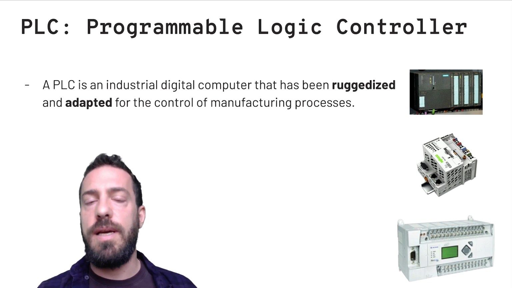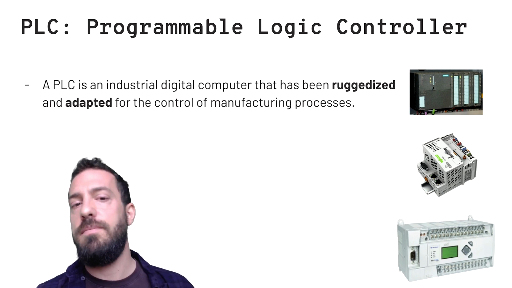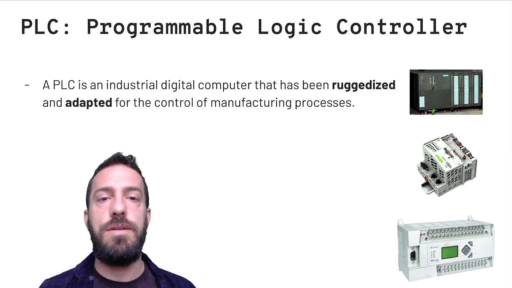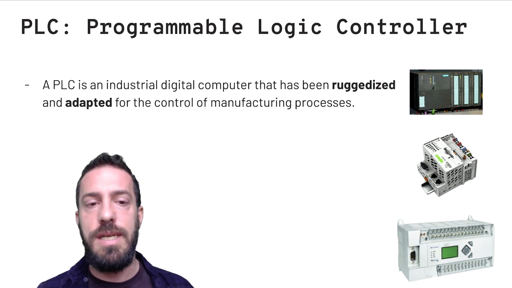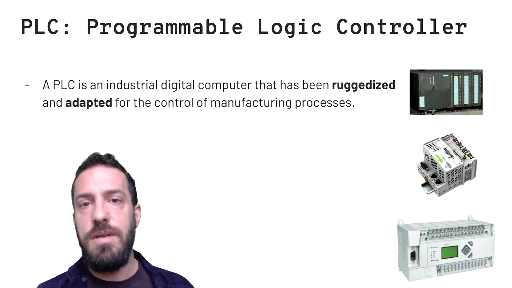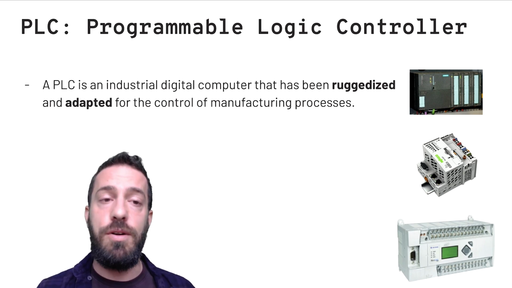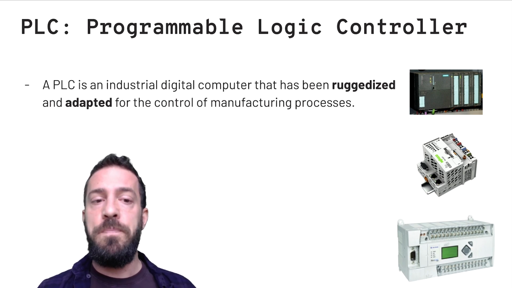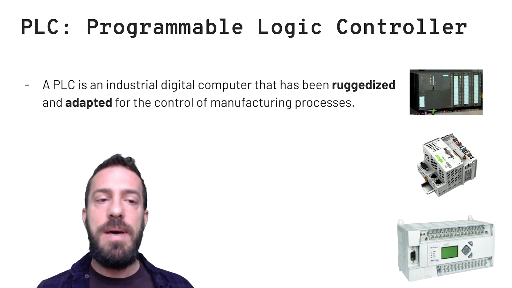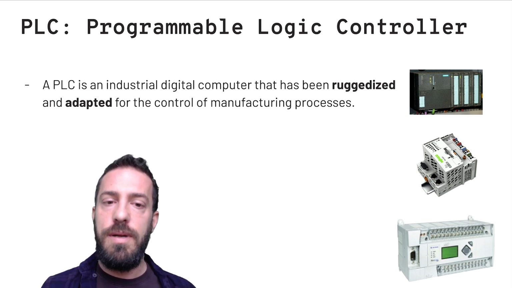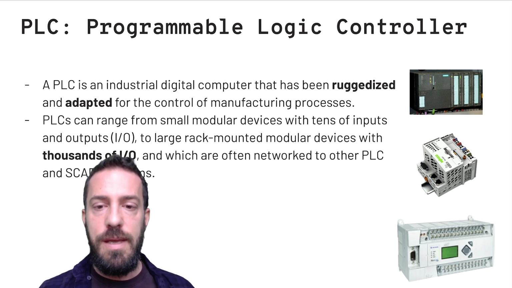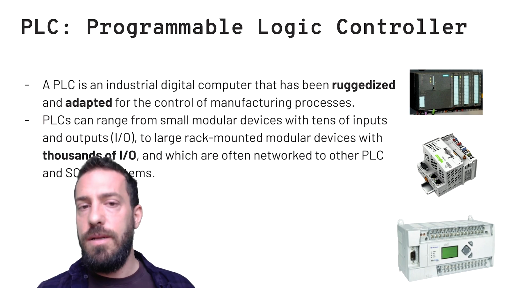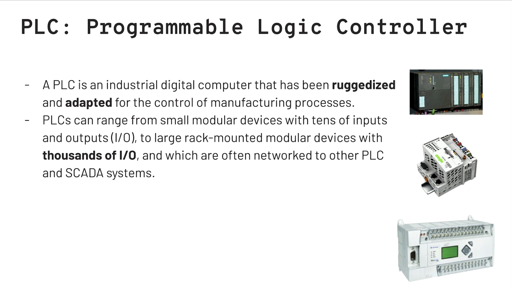Adapted means they can work in different temperatures than regular computers, maybe minus 20 Celsius and up to 60, 80, 100 Celsius, depending on what the exact process is. They're more robust to faults, so they have more fault tolerance, they have maybe error correction in memory. So they are computers in a way, but they're not your regular consumer computer. They have been adapted for manufacturing.